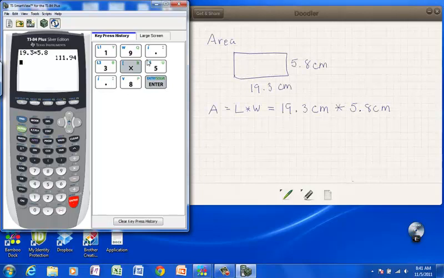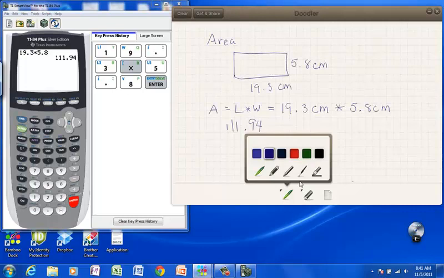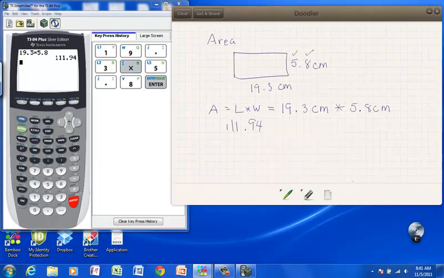So there's a number, 111.94. But I need to round that off. So now I'm going to go back to my original two measurements and count the significant digits. 5 and 8 are significant digits. 1 and 9 and 3 are significant digits. So one of my numbers has 2 significant digits. One of my numbers has 3 significant digits. We always pick the least number of significant digits. So I want to round this number to 2 significant digits.